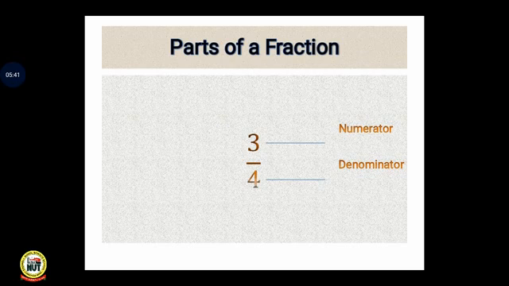Numerator. The number at the top is called the numerator, while the number at the bottom is called the denominator. So these are the basic parts of a fraction: the numerator at the top, the denominator at the bottom.